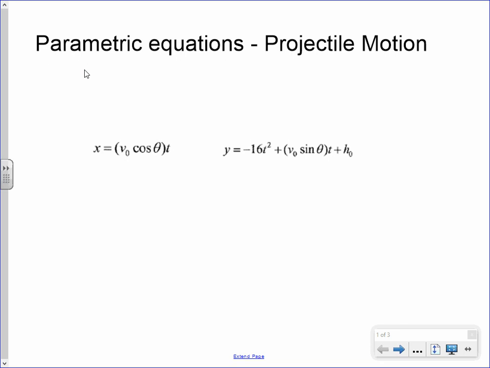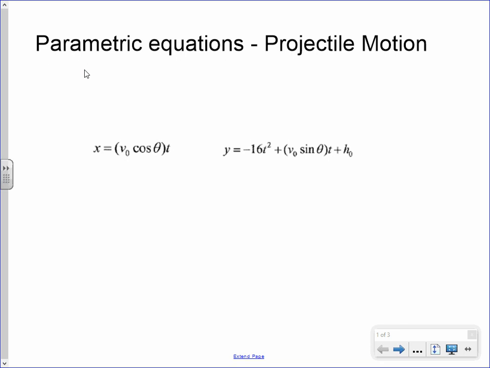When you guys did projectile motion in Algebra 2 with parabolas, you really only knew information about the height, okay? Well, now with a set of parametric equations, we know something about the distance, the horizontal distance, and we know something about the height, okay? So this is always going to be how we're going to set it up.